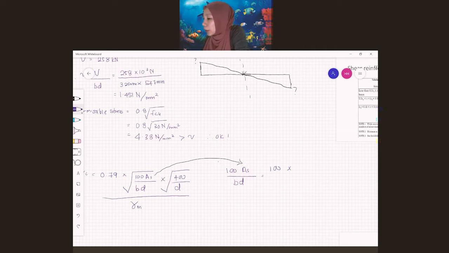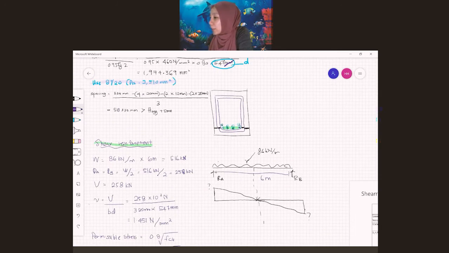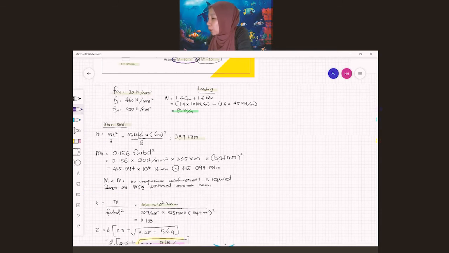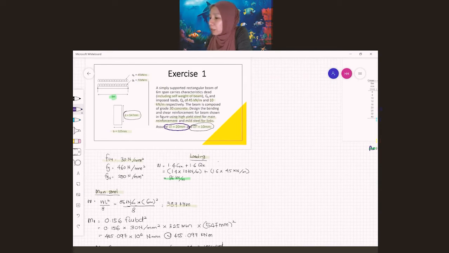Okay, masukkan saja 2510 mm square. Okay, and then bahagikan dengan B. Okay, in the question itself dah bagi, dalam soalan dah cakap B kita 325, refresh balik, 325 and D adalah 547.